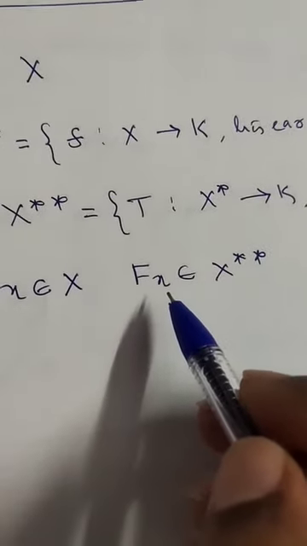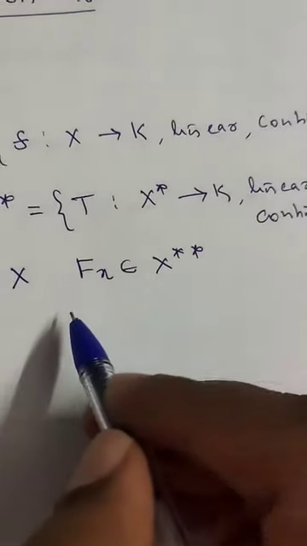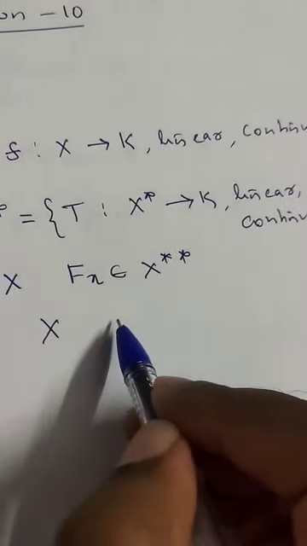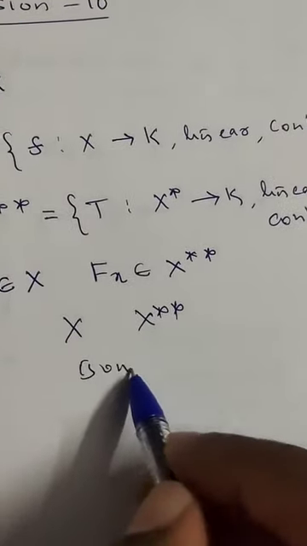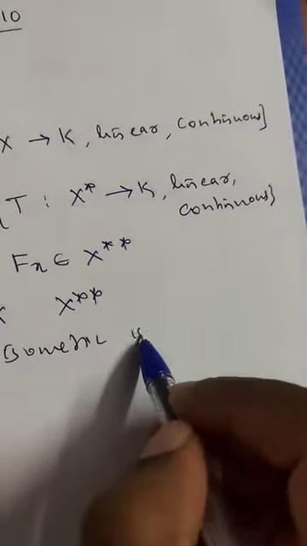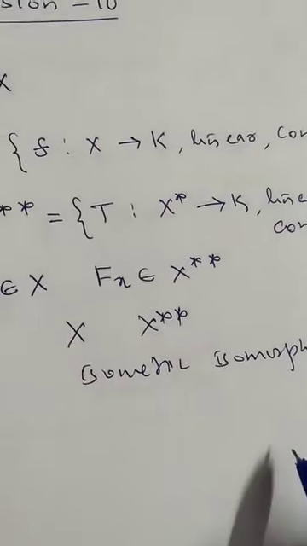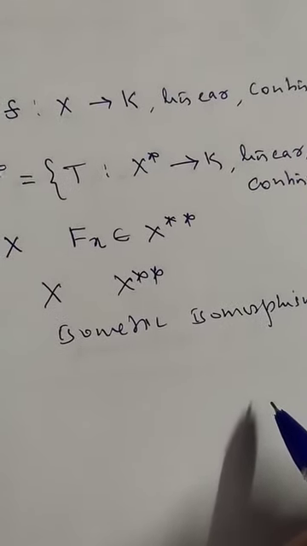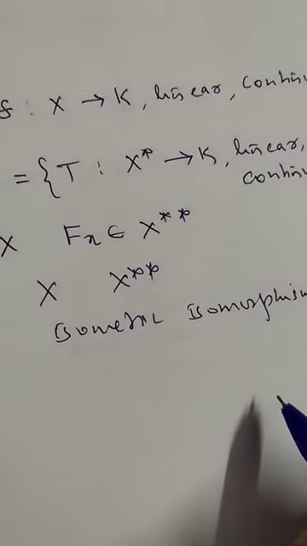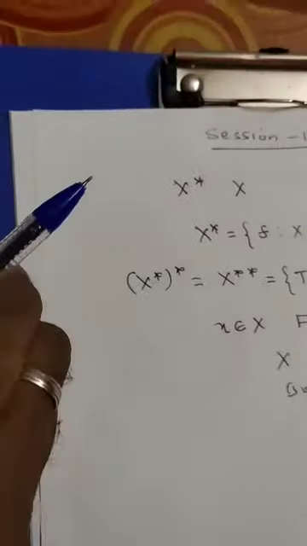For each x belonging to X, we have a functional fx belonging to X double star, and there is an isometric isomorphism of X into X double star, called the natural embedding of X into X double star. That we will prove in this class. Okay, let's take this up.